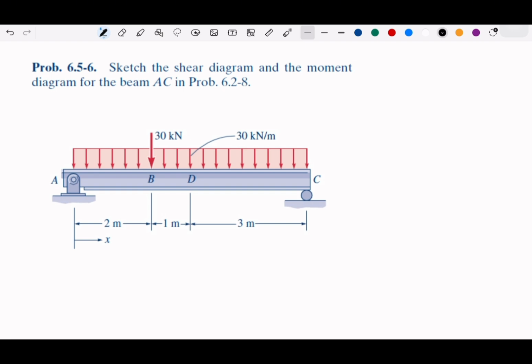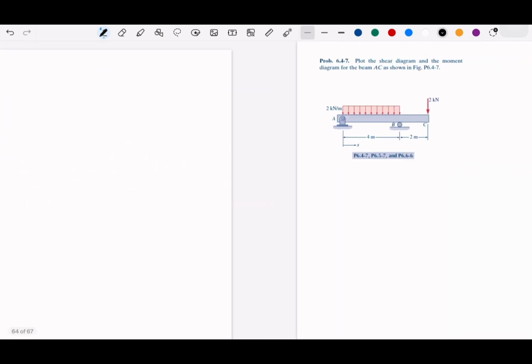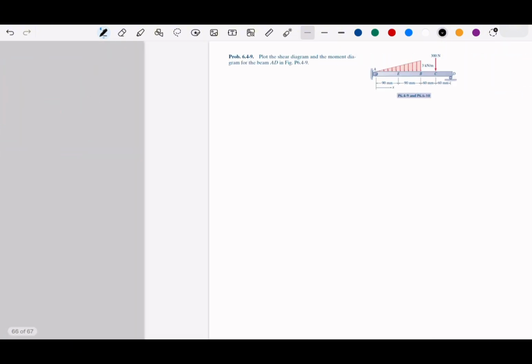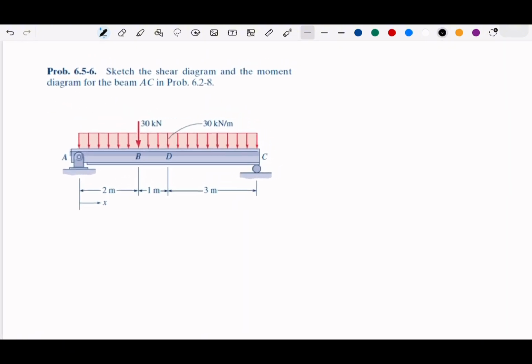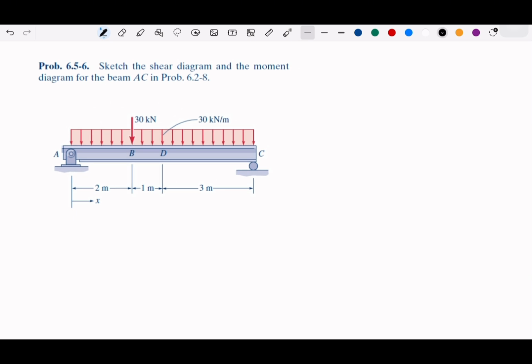And I will focus more on this. If you remember, if we have only concentrated force, then the shear force may be constant and the moment having a quadratic equation. But here we have a distributed load. So we are going to expect that at some point perhaps we have a quadratic and then we have a cubic, if you remember.